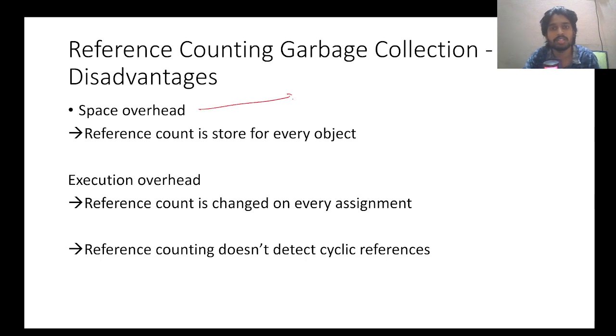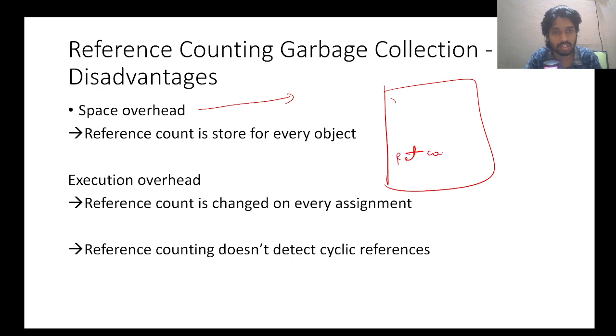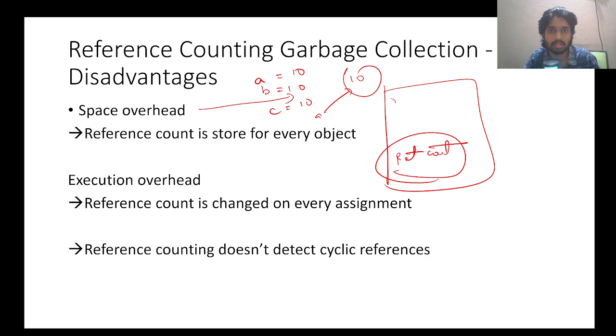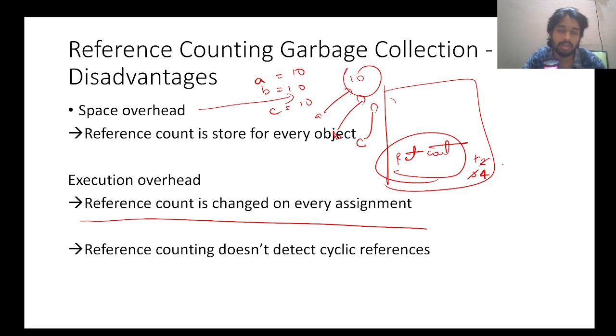The space overhead is nothing but for every object we are going to keep track of the reference count for each and every object. Obviously we need more and more space, right? Then there is execution overhead. Whenever we create b is equal to 10, c is equal to 10, the reference count is changed on every assignment. Every assignment I'm going to increment this. First it will be 1, then it will be 2, then it will be 3, then it will be 4.